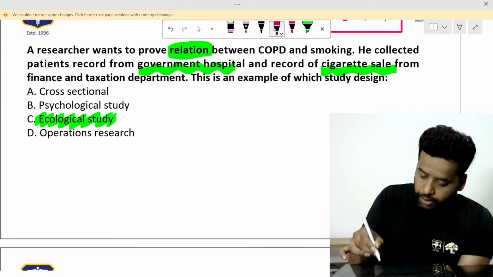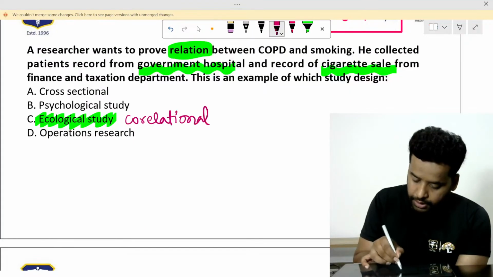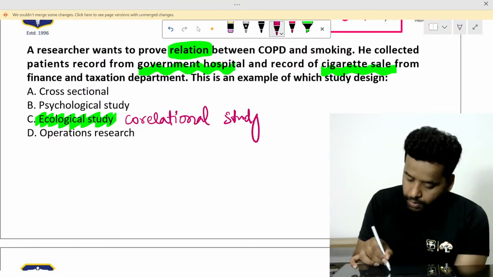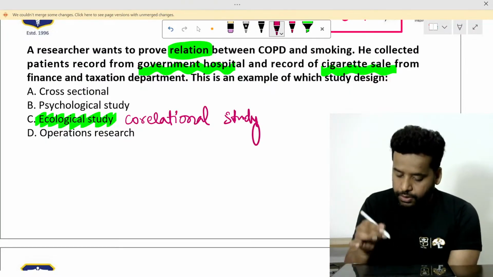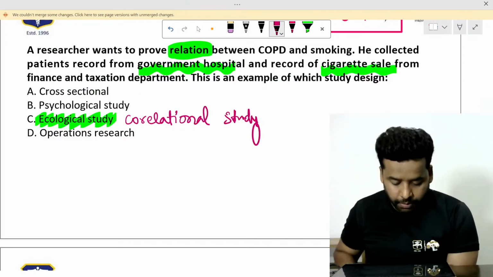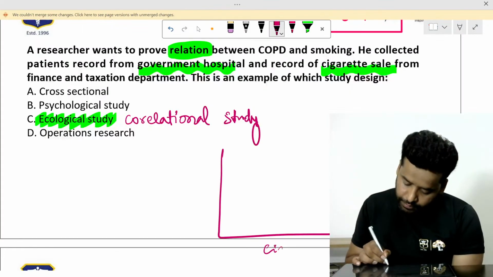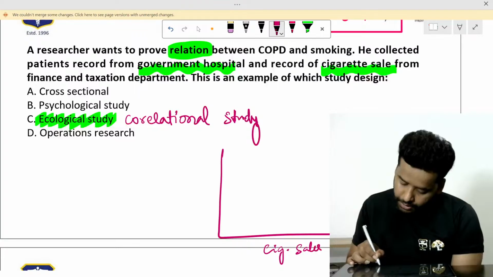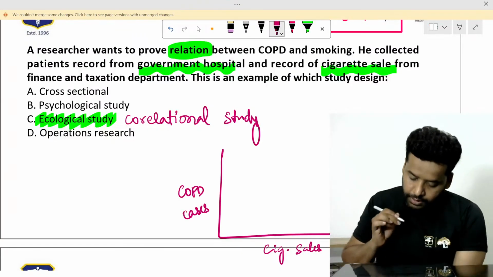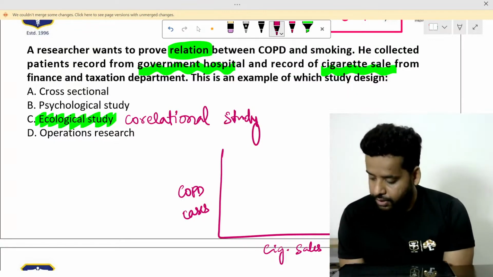What is one more name for ecological study? Correlational study. Yes, very good. One more name for ecological study is correlational study. Yes, you'll be checking the correlation between two variables: cigarette sales, how much happened, and COPD cases. Cigarette sales in the city and COPD cases. They are taking, yes, good.